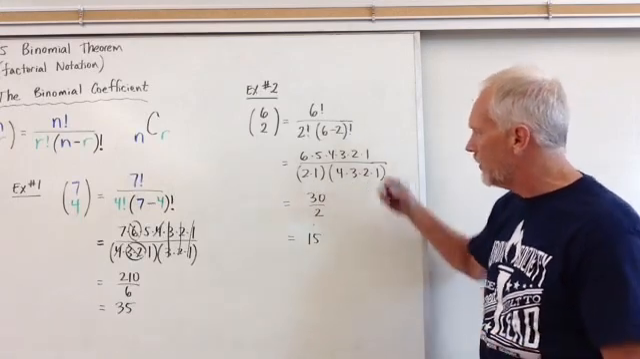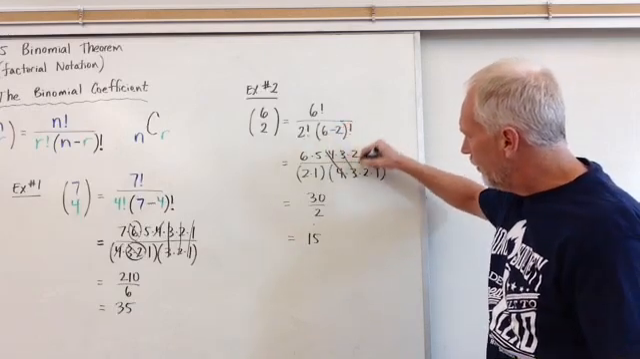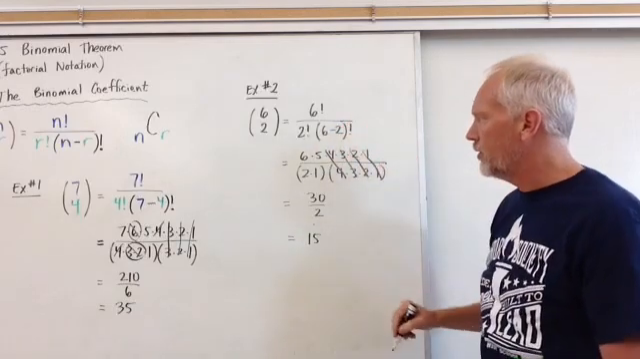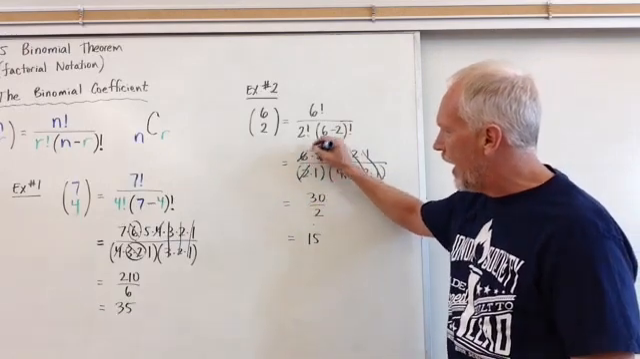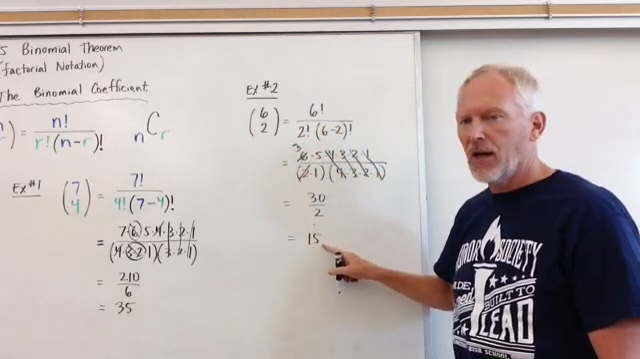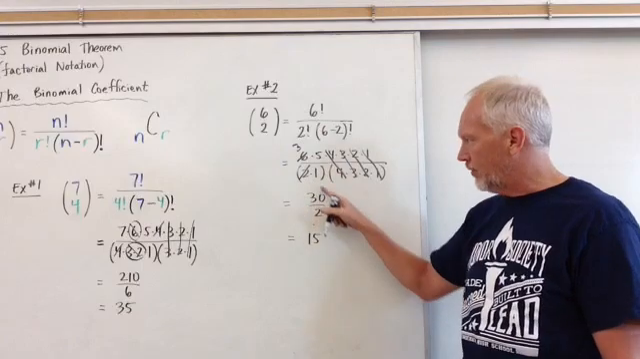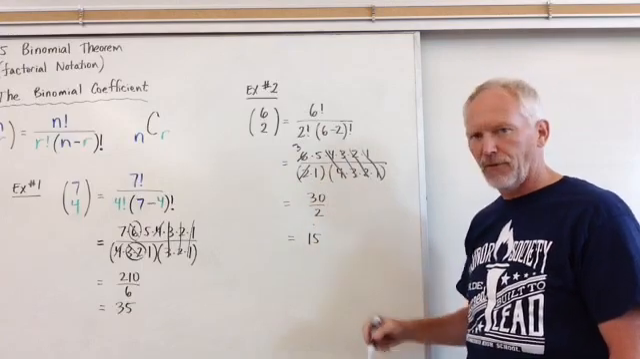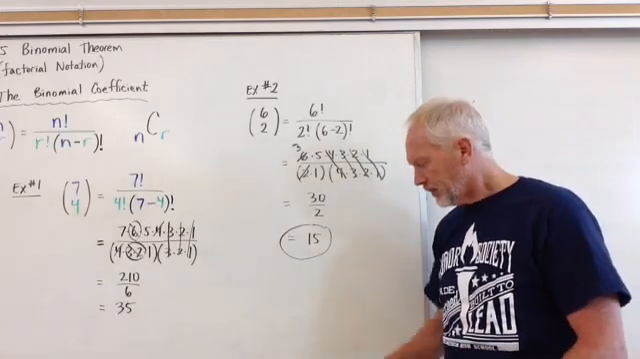So again, what can we cancel? Well, we can cancel from the 4 on over. 4, 3, 2, 1. Those go away. What do we have left? 2. I can simplify that to make that a 3. 3 times 5 is 15. Now let's say I didn't do that. 6 times 5 is 30, divided by 2 is still 15. So 15 is what you're looking for.